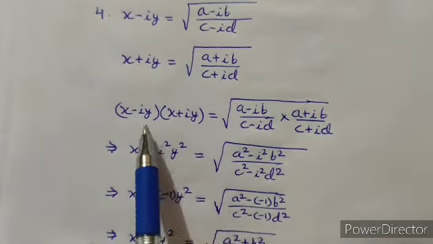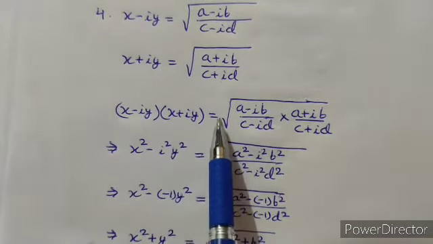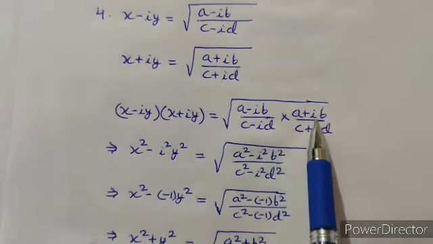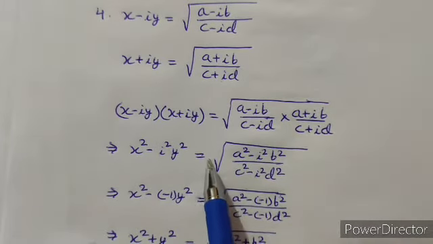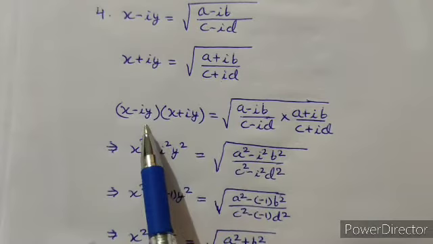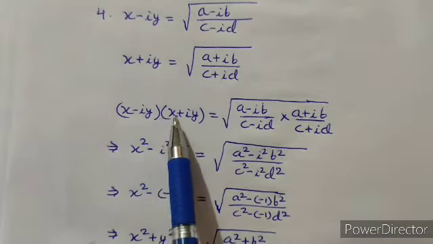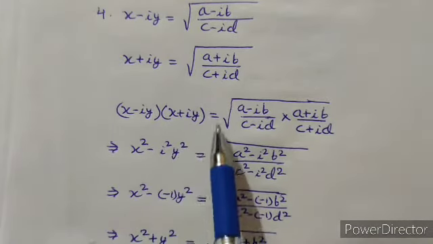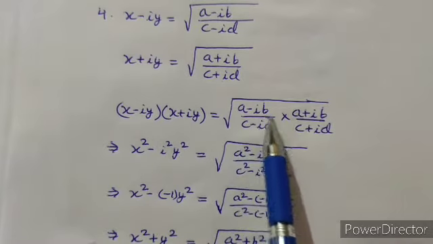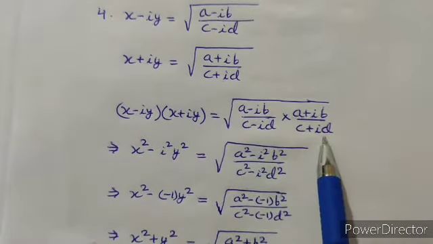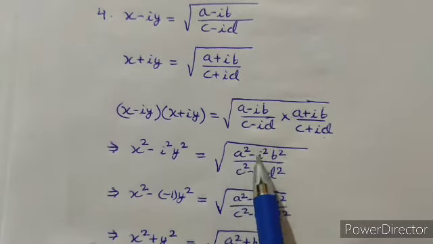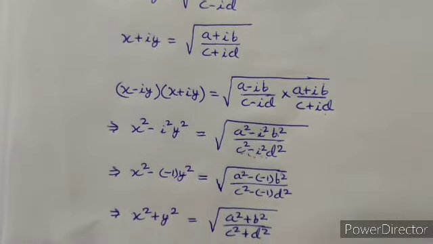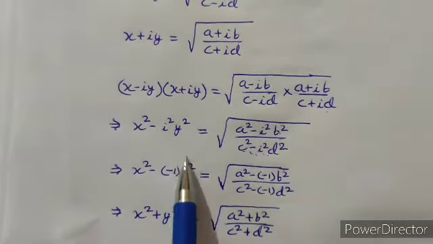So multiple of x minus i y into x plus i y will be equal to root of a minus i b upon c minus i d into a plus i b upon c plus i d, which will be equal to root of, now x minus i y into x plus i y will be x square minus i square y square, and that will be equal to a minus i b into a plus i b upon c minus i d into c plus i d, which will be equal to a square minus i square b square upon c square minus i square d square. As we know, i square is equal to minus 1.